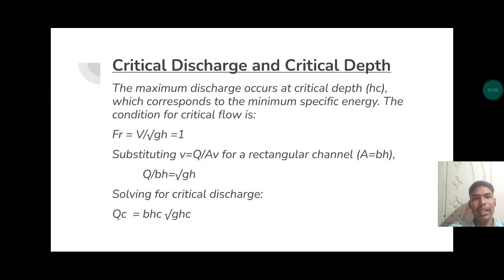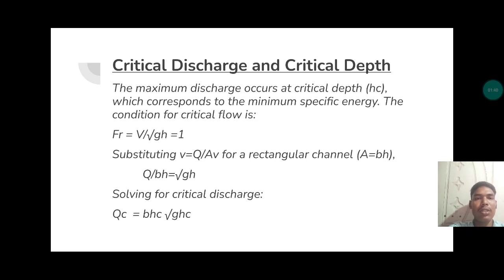Critical discharge and critical depth. The maximum discharge occurs at a critical depth, which corresponds to the minimum specific energy. The condition for critical flow is Fr is equal to V by root GH is equal to 1, where Fr is the Froude number, V is the velocity of the flow, G is gravity, and H is the height of the channel.